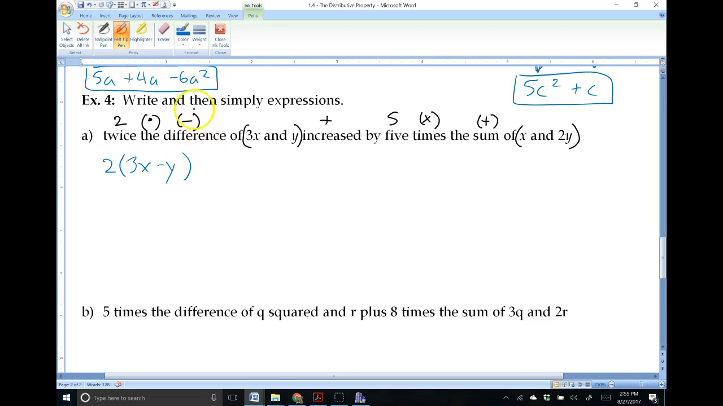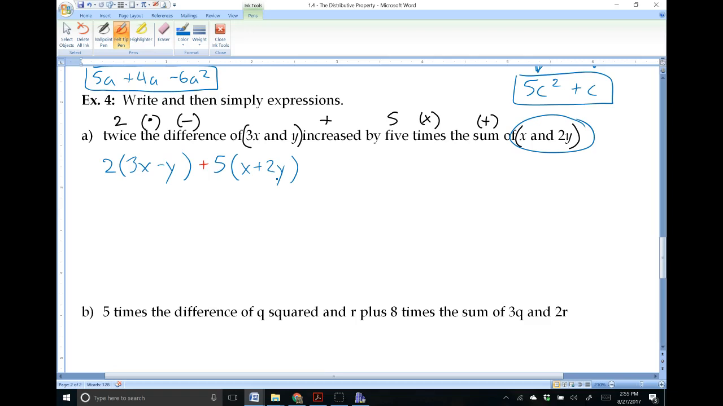Increased. Increased. I'm going to put this in red here. So it's kind of like a comma in a sentence, right? Increase and by 5 times what? The sum of this guy right here. The sum of that. So 5 parentheses. With that parentheses, it signifies multiplication. The sum of x plus 2y. Cool. Just for writing this equation on the exam, you're going to get some points already. At least 1 point.